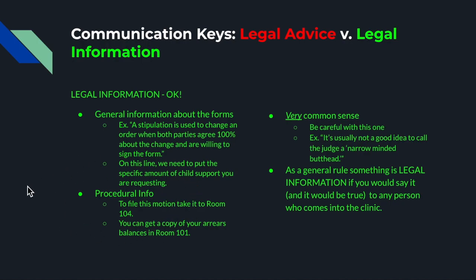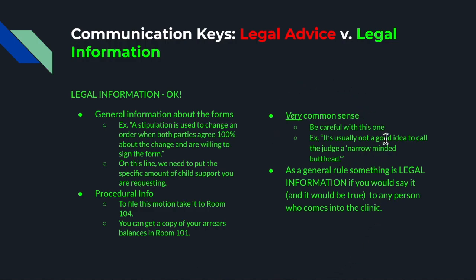Another thing that is included in legal information is procedural information. So if you tell someone, or I tell someone, to file this modification motion, you're going to start in room 104. To get a court date, you need to go to room 707. That is just procedural information. That is true for every single person I talk to. No matter who I talk to, if I say to file a modification motion, you start in room 104. That is true. That's just a general piece of factual information. You can get a copy of your arrears balances in room 101. Like if you're telling somebody where they can find something, it's all procedural. Again, think about it. It's true no matter who you say it to.